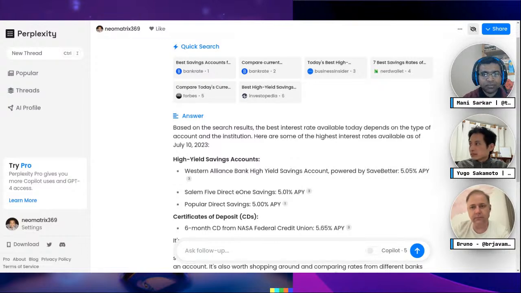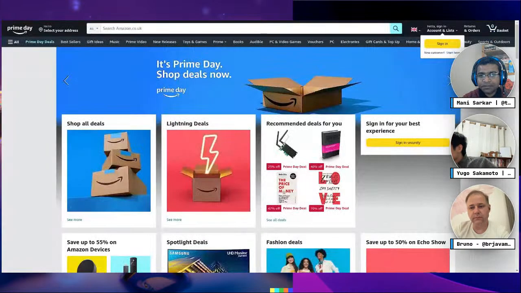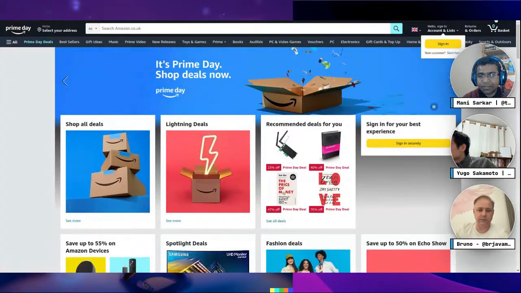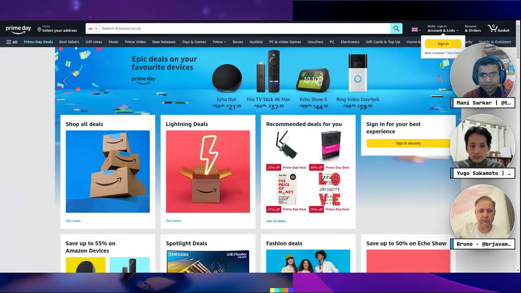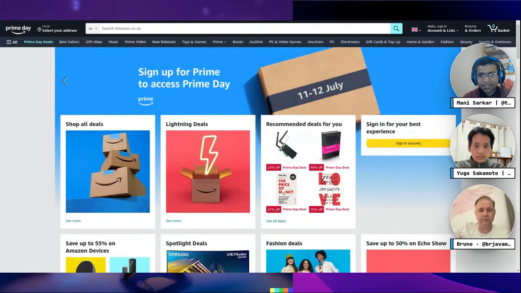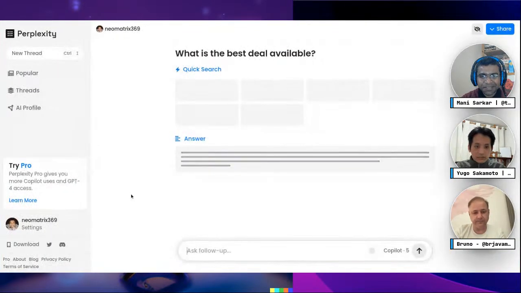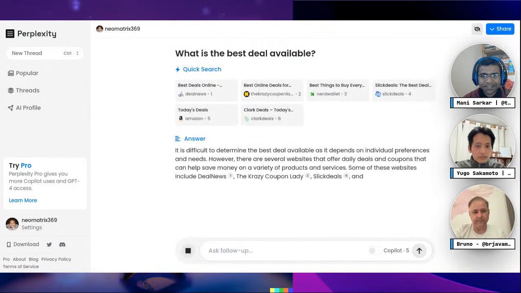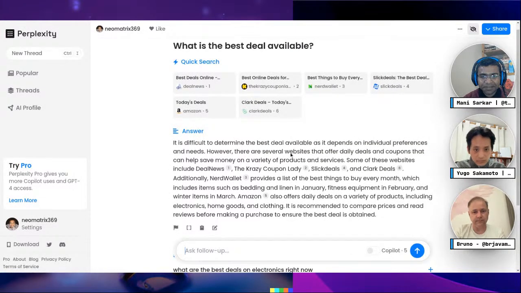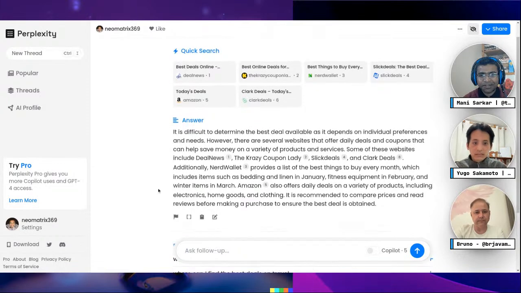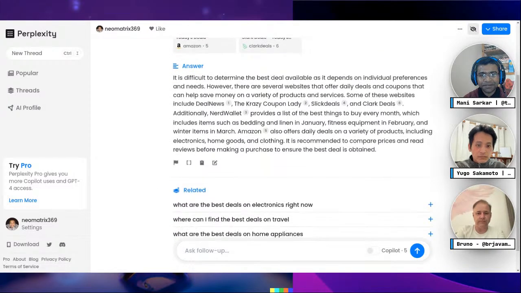If I go to Amazon.co.uk, right, and if I ask Perplexity on this domain, what is the best deal available? Actually, it gives a very intelligent answer, but let me show you that answer. Okay, so it hasn't given me any specific answer, but it already admits it is difficult to determine the best deal available as it depends on individual preference and needs and all that stuff.